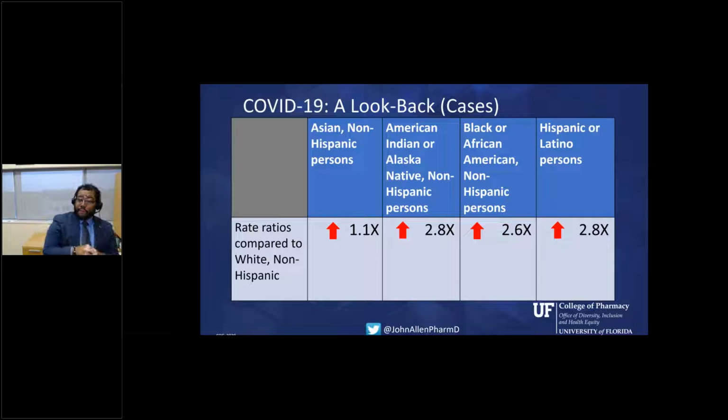So I'm going to share this slide, and it's probably well known to this group. COVID-19, when we look back at some of the initial reports of outcomes or incidence of COVID-19, we saw, looking at cases, that as compared to non-Hispanic white patients, racial and ethnic groups had higher rates of COVID-19 acquisition, or cases, as compared to the white, non-Hispanic patient population.